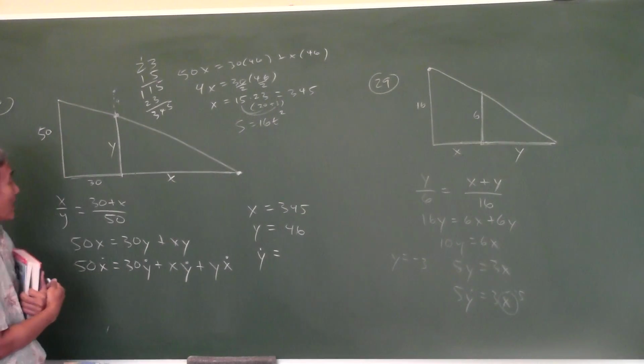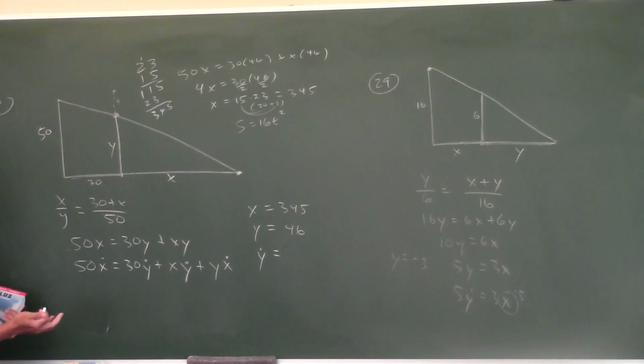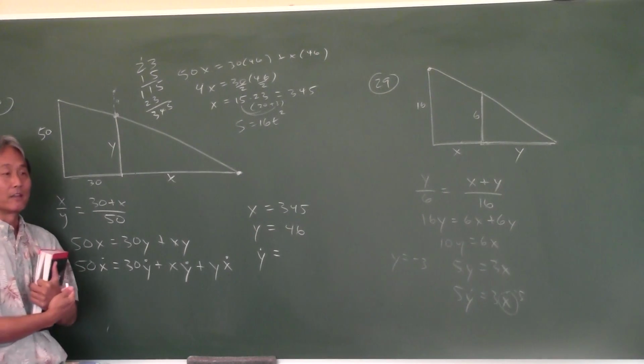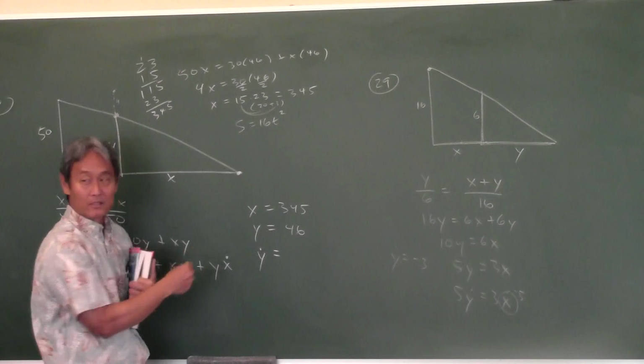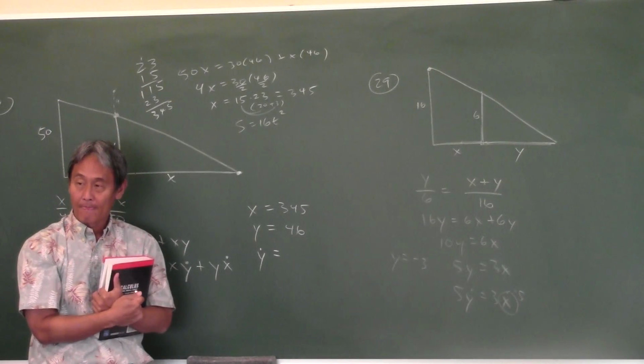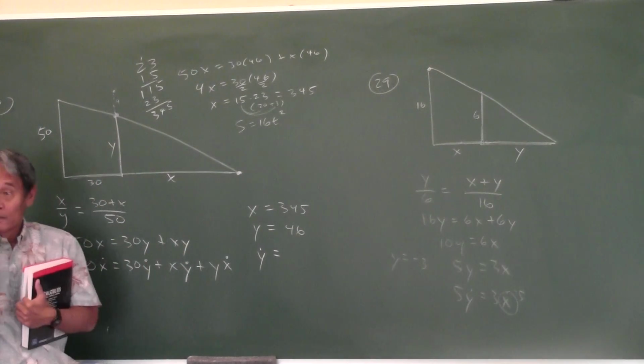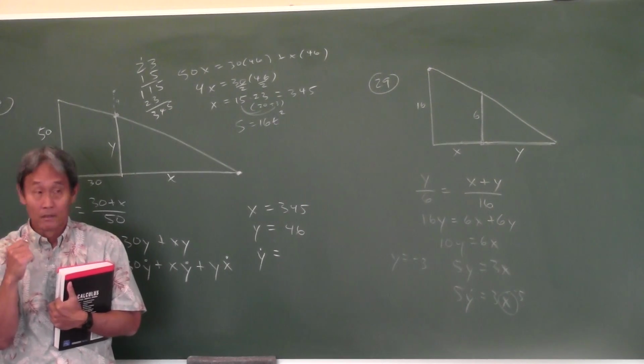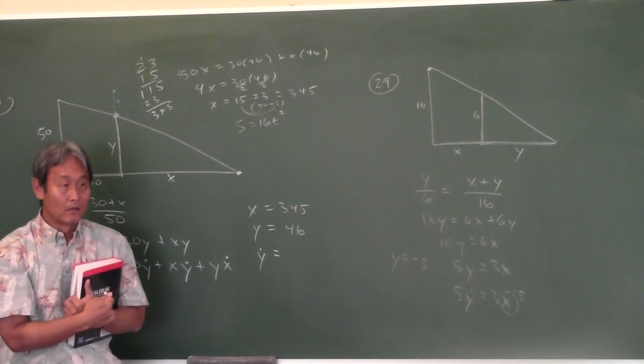How do you figure out y dot? I mean, there's really no information here. Okay, I'll give you a hint. It has something to do with this equation. Can't you just plug in 50 for x? What is y dot?